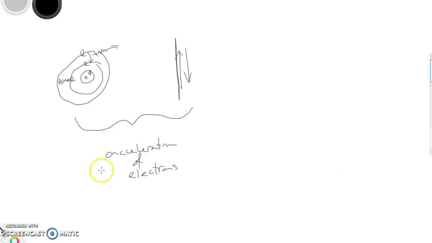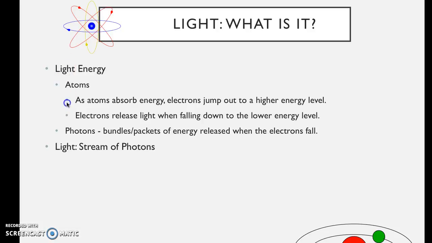What happens is it creates a kind of wave called an electromagnetic wave. We call one little emission from an electron a photon, and a photon is that bundle of energy released by the electron. Light then would be a stream of these photons. At any moment there's a stream of these photons coming out of the lights in your house, coming out of the sun, coming out of your phone. They're everywhere.